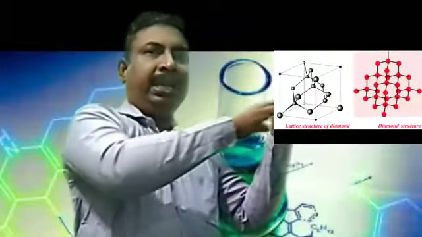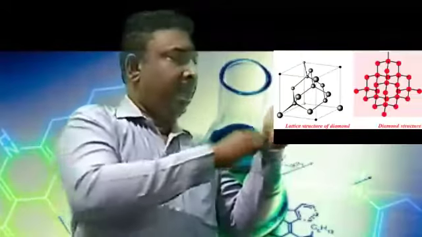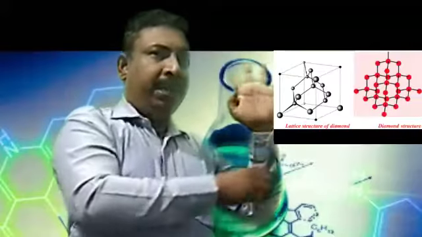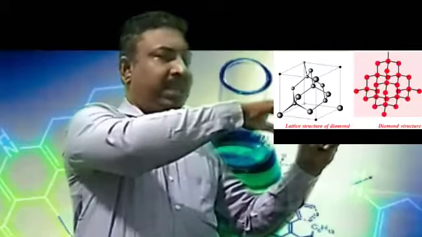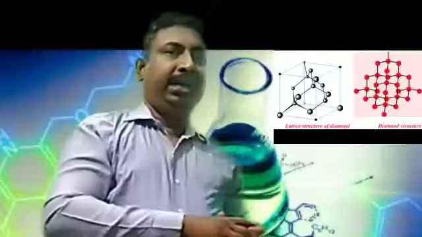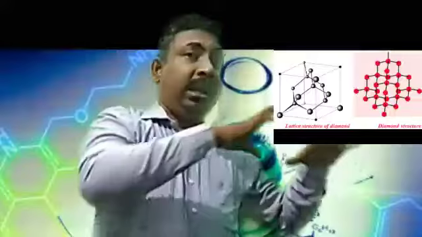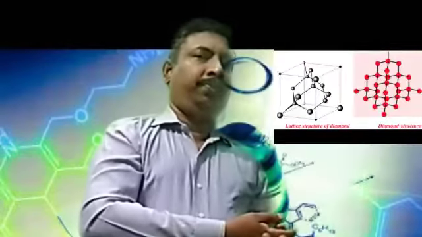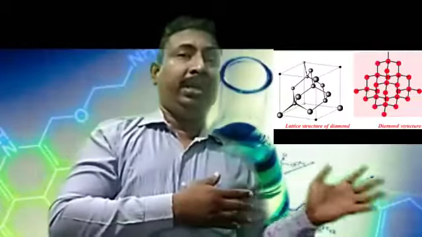In diamond, carbons are arranged in a tetrahedral arrangement. One carbon combines with four other carbons with single bonds, forming a tetrahedral structure. It gives a rigid structure, which makes the diamond very strong. And no free electrons are present. That's why the diamond is a bad conductor of heat and electricity.